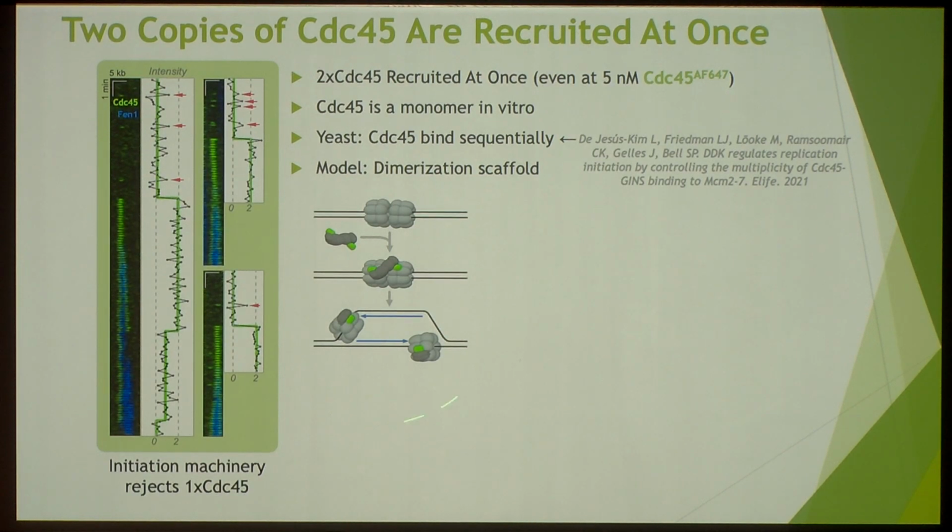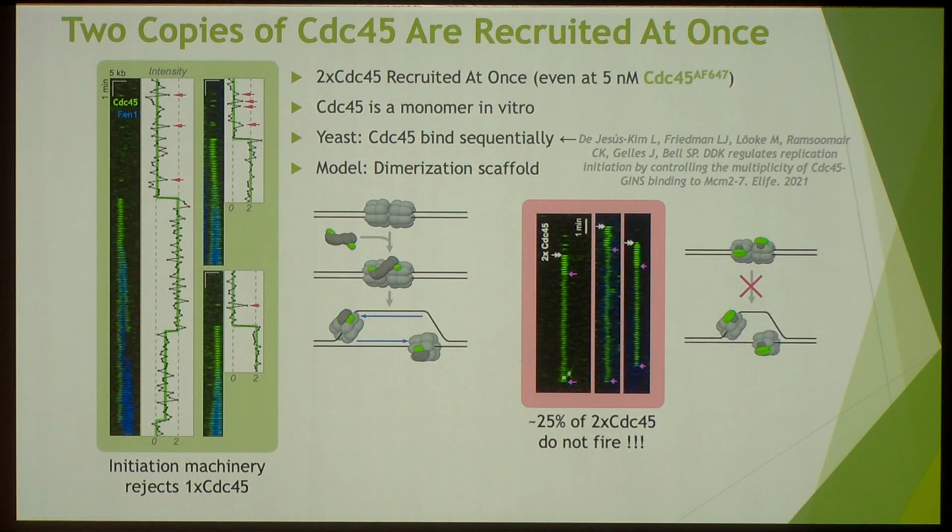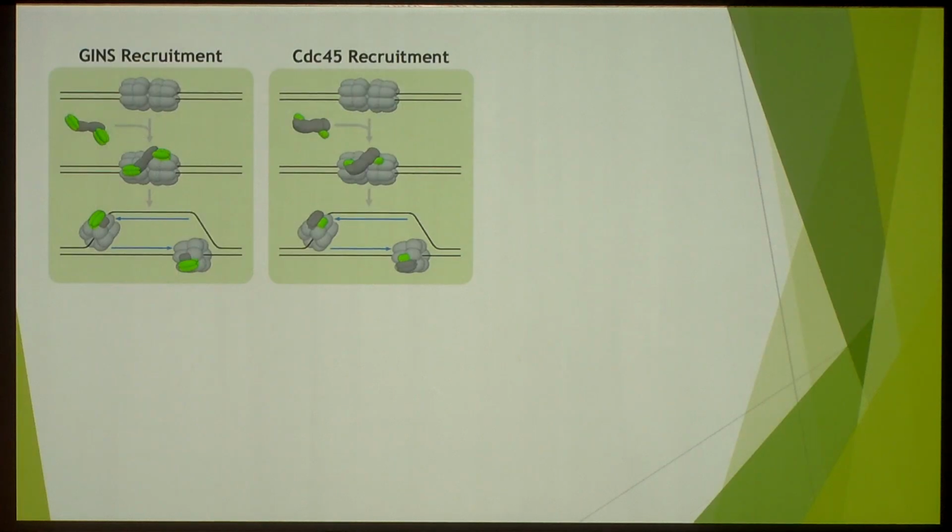And again, we're forced to consider this model where there's a dimerization scaffold which brings two copies of GINS to the origin. And again, we see these non-productive two CDC45 recruitment events, which are quite common. And we think that these events may represent assembled helicases that fail to fire for whatever reason. Could we see them with GINS, or do we see them with CDC45? Okay, so we have these models.